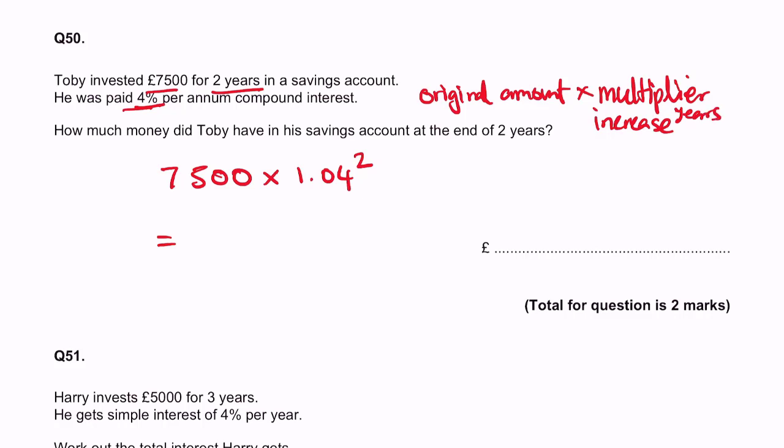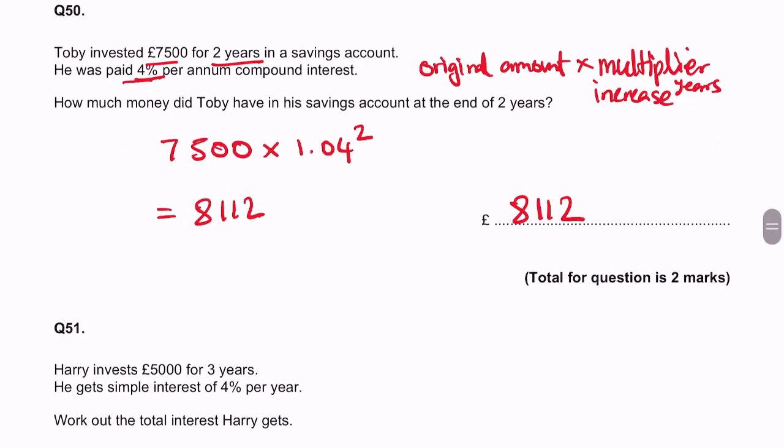Okay, let's type this in our calculator. 7,500 times by 1.04 to the power of 2. 8,112, and that's the answer. Pounds. So 8,112 pounds. That's worth 2 marks.